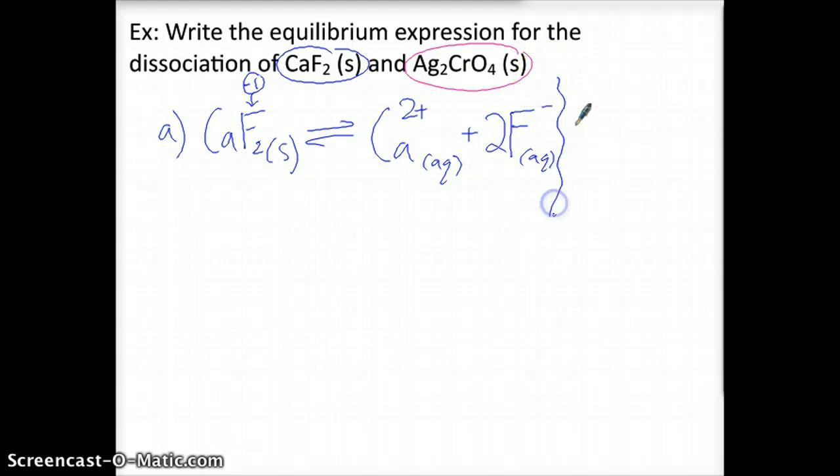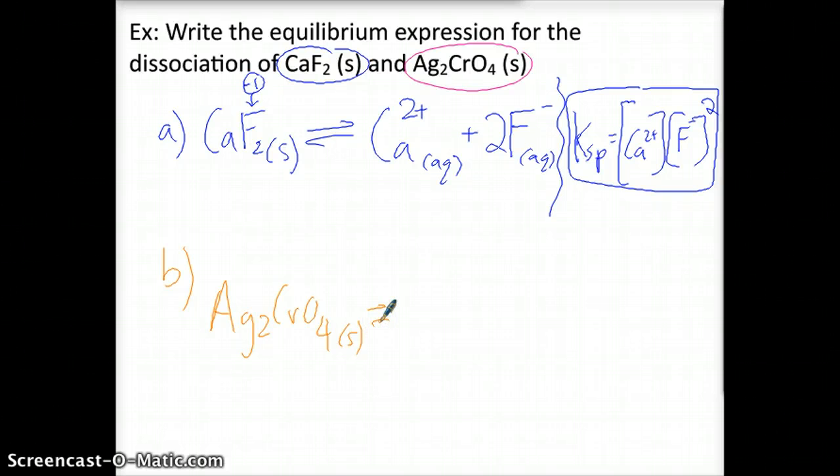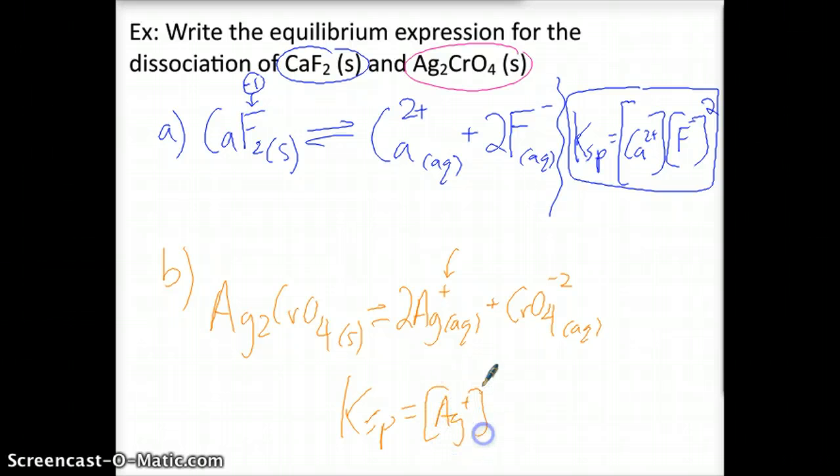So to write the equilibrium expression for this, it would be Ksp equals concentration of Ca2 plus times the concentration of F minus to the power of 2. For part B, this would be Ag2CrO4, solid. It's in equilibrium. I need to write the equation. It's going to form 2 Ag plus because silver has a +1 charge. That's not one that you have to have memorized, but it might be a good one to know. It would be given in a problem, though. And then CrO4, in order to balance the charge, this has to be 2 minus, aqueous. So the equilibrium expression for this would be Ksp equals concentration of Ag plus squared times the concentration of CrO4 2 minus.